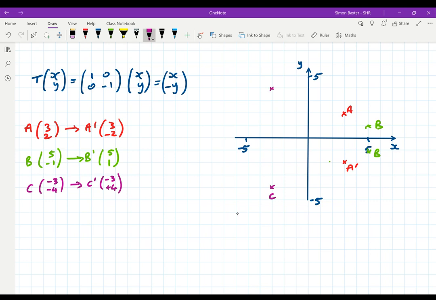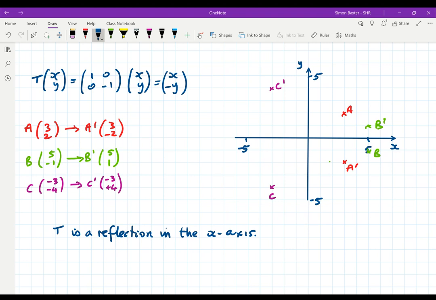Just looking at the diagram, we should be able to see that this is a reflection in the x-axis. A reflected, B reflected, C reflected. So we have there a reflection in the x-axis. T is a reflection in the x-axis.